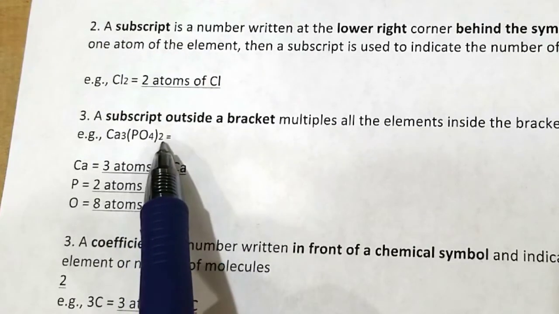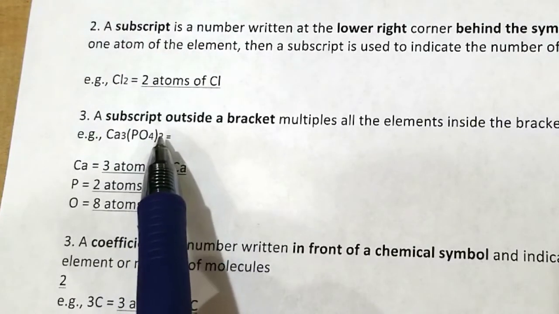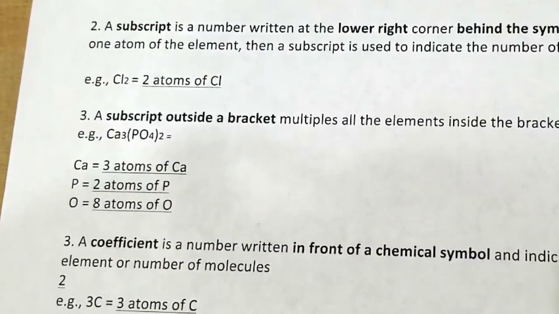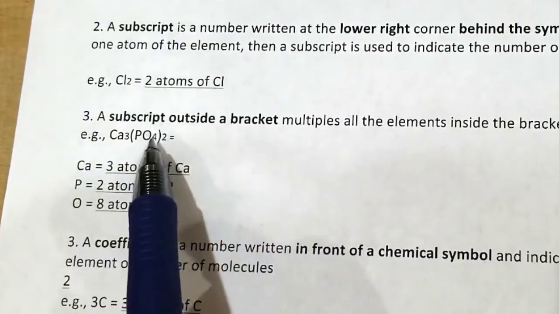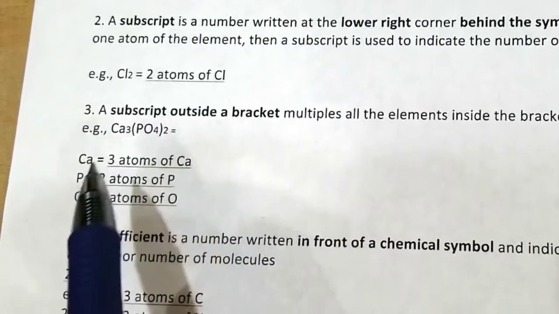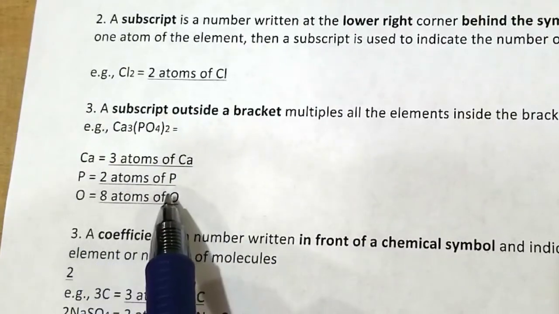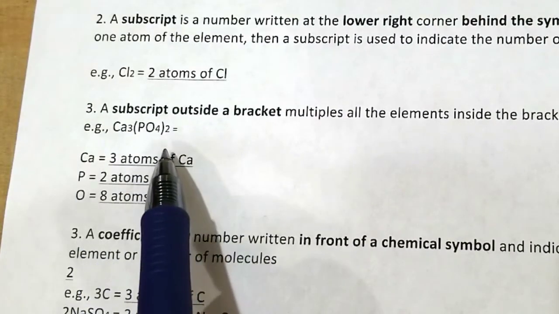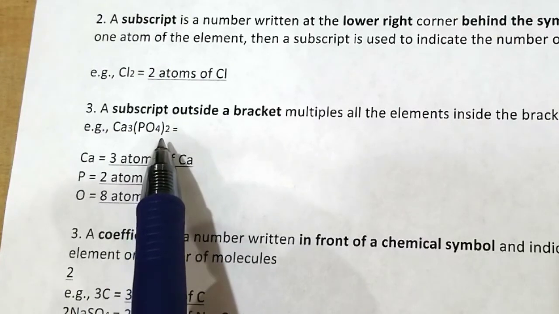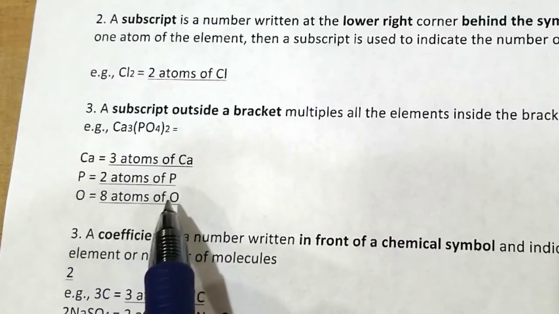And this parenthesis out here, the number 2, is going to be distributed just like we do in math. That 2 is distributed out, so we're going to end up with 2 atoms of the phosphorus P. And this 2 times the 4 means we're going to have 8 atoms of the oxygen.